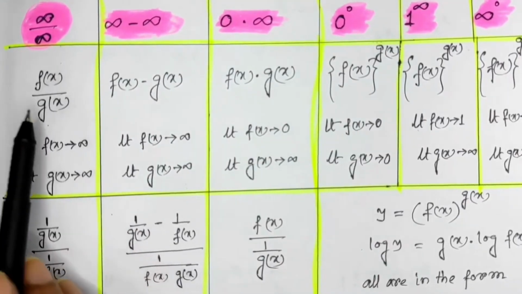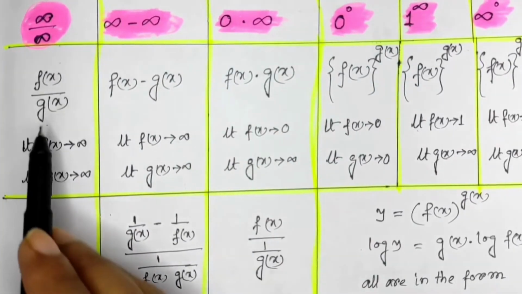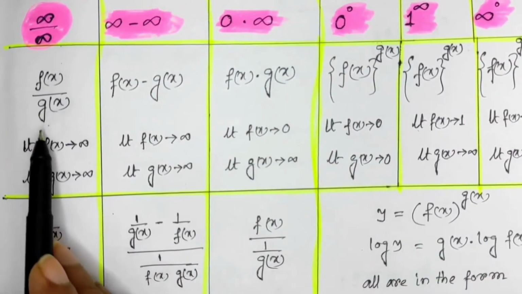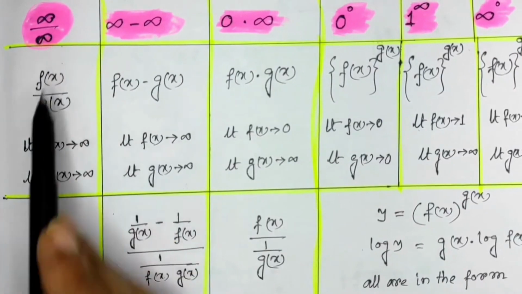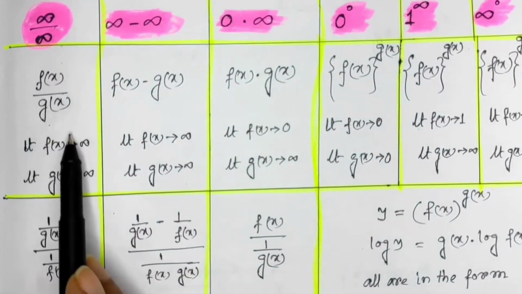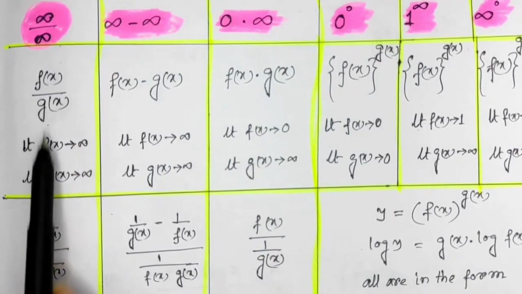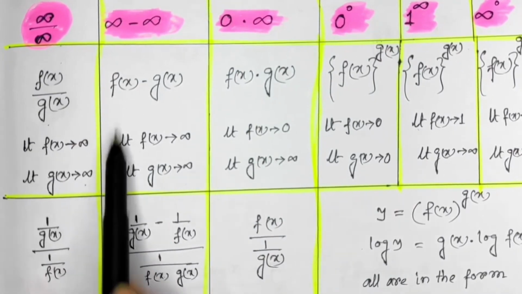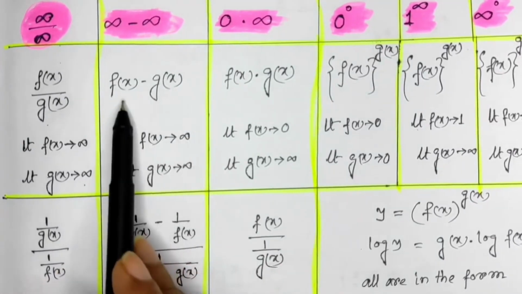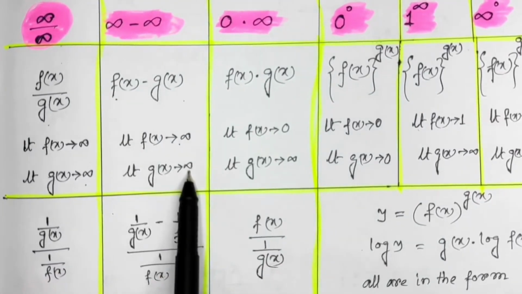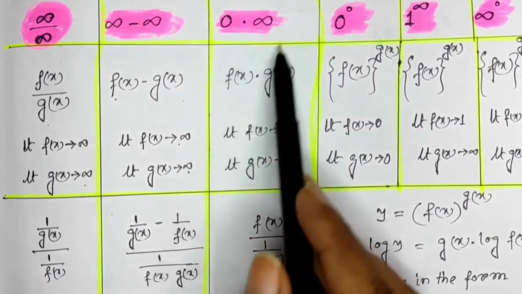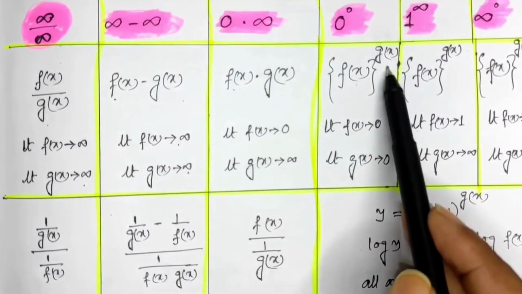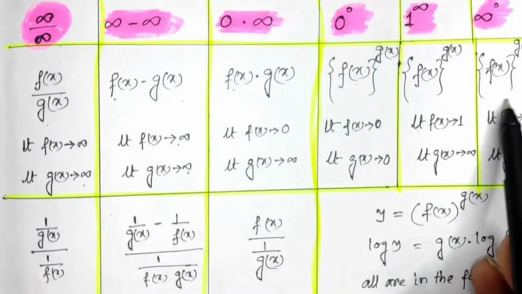Infinity by infinity, all are in the denominator form. So two functions are definitely included in the indeterminate form, one is f(x), another one is g(x). If it is infinity by infinity, then f(x) by g(x) is there, and both are tending to infinity in the limiting case. Similarly, for this one, f(x) and g(x) both tend to infinity. We consider one as f(x), one as g(x). Here it is f(x) to the power g(x). Here also all are the same.